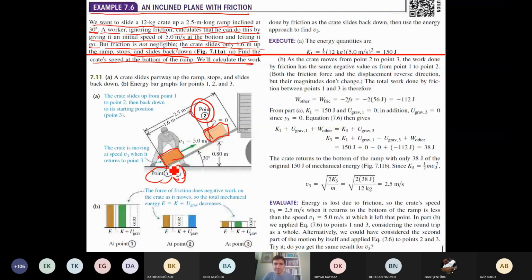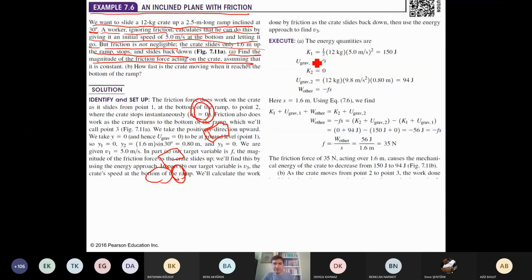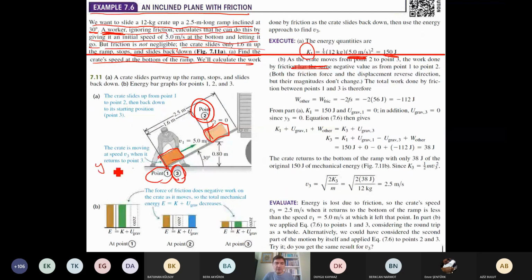So let's do that. At the beginning, kinetic energy is given with this expression. This was the velocity provided by the worker, okay? This is 150 joule, and the gravitational potential energy is 0 at the beginning because I have chosen that y is 0. This is the origin, okay? I can choose any point as origin.